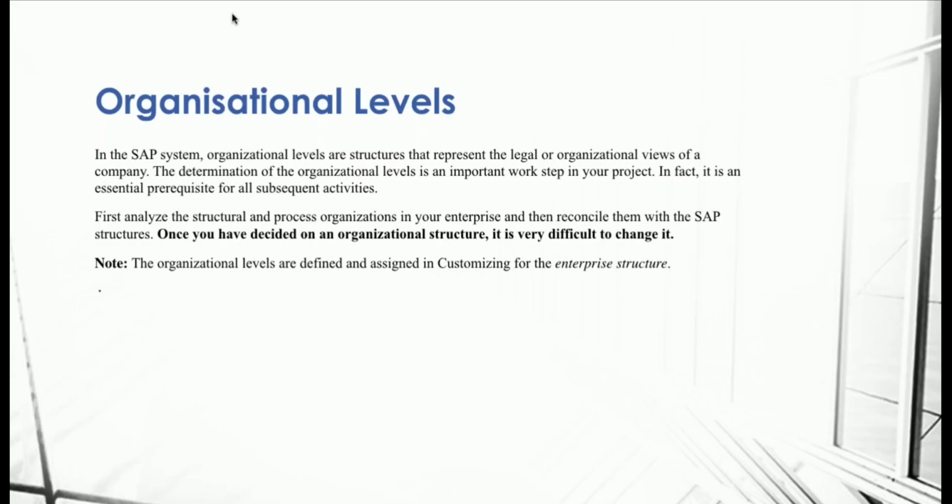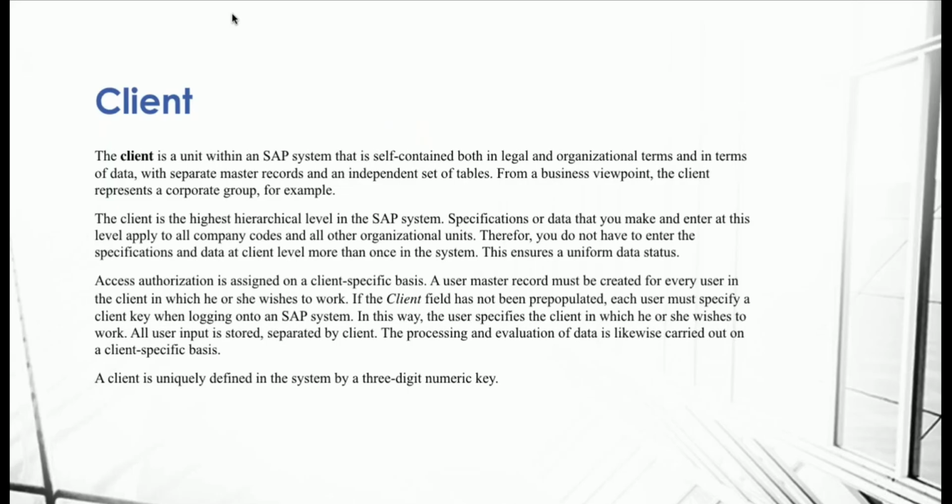Now, within the organizational level, the first one is a client. Okay, so client is a unit within SAP system that is self-contained both in legal and organizational terms, with separate master records and independent set of tables, which means a complete separate database, right? From a business viewpoint, the client represents a corporate group, for example. So you can say, okay, client is nothing but a particular corporate group. Client is the highest hierarchical level. As I told you, all company codes, plants, these are all coming under the client. So the topmost node is a client.